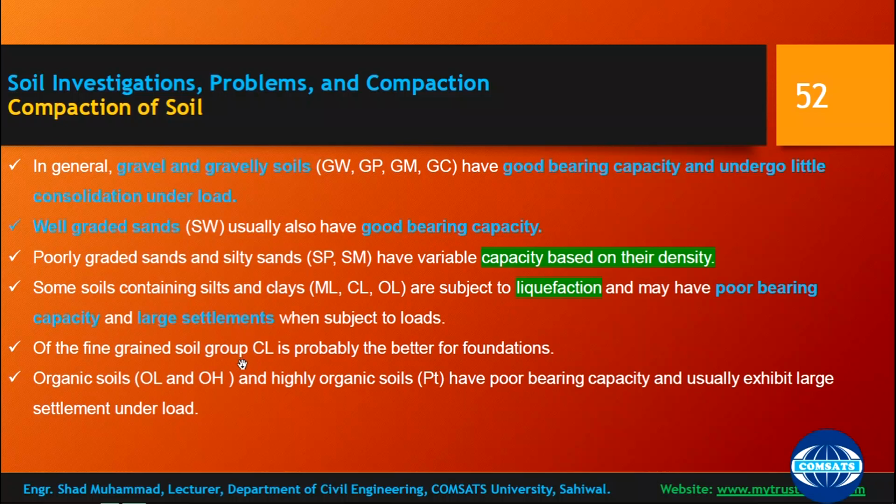Of the fine grained soils, group CL is probably the best for foundation. Organic soils and highly organic soils have very poor bearing capacity and usually exhibit large settlement under load. So this is a summary: gravels and gravelly soils are better for construction, and they have very good bearing capacity. If you are using expansive soil, loose soil or organic soil, then you have to go for soil improvement techniques and compaction techniques.